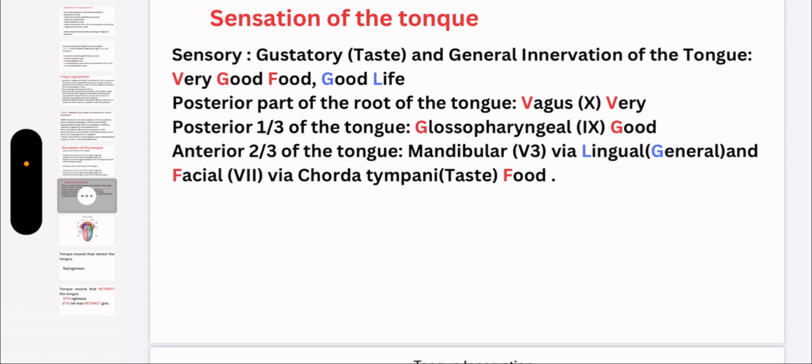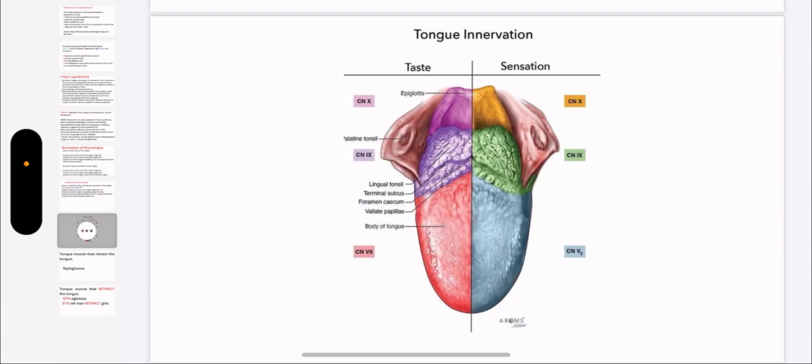The anterior two-thirds of the tongue has two nerves. For general sensation is lingual, which is a branch of mandibular, and for gustatory is facial. How can you know that for the anterior two-thirds of the tongue, the general is via lingual? By remembering good life. Very good food will give you the nerves from back to front: V for vagus, G for glossopharyngeal, and F for facial. Facial is gustatory. How do we know that? By knowing that the lingual is general. How do we know lingual is general? By remembering good life. And this picture explains it all.